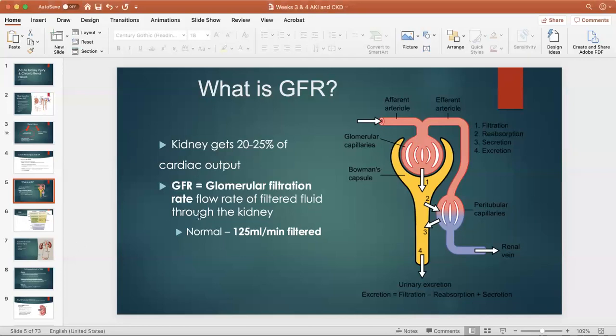I do think it's interesting. I don't know that you need to know this, but the kidney actually gets 20 to 25% of your cardiac output. So 20 to 25% of the blood that is being pumped out of the heart to the body is going to the kidney, whether it's used to perfuse the kidney or to be filtered. That's actually huge, right? And so those kidneys are working really hard all the time.